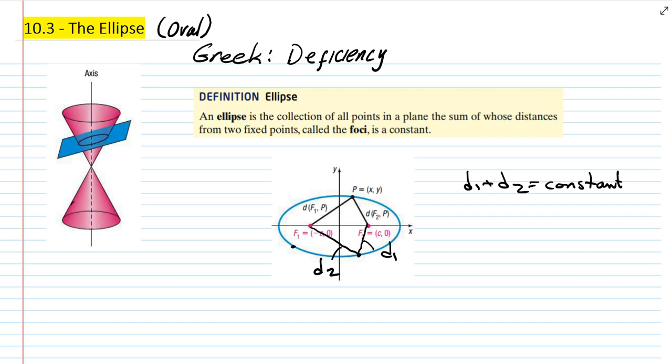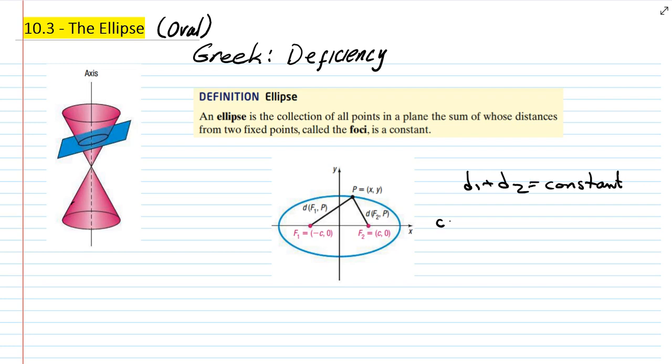Let's take a look at the point here. This would be, say, D1, and this is D2. The sum of those two will be fixed. So as long as we can find points like that on a plane, then those will qualify as points on the ellipse. Okay, now see here, looking at the diagram that I have here.